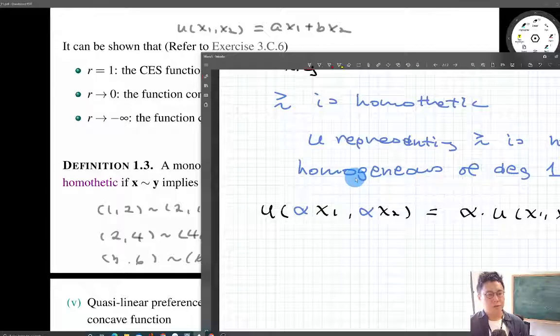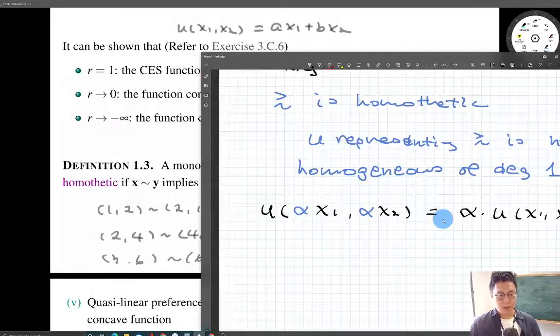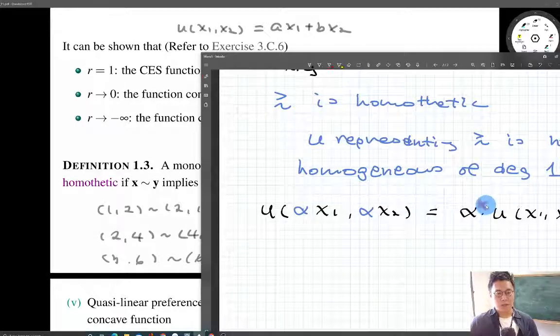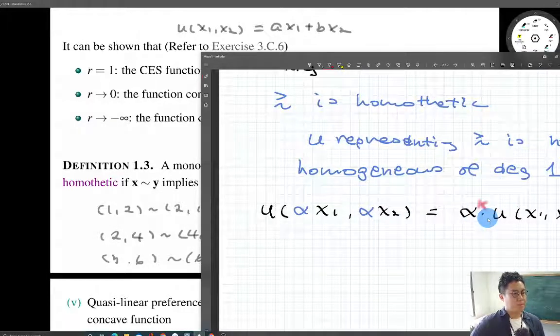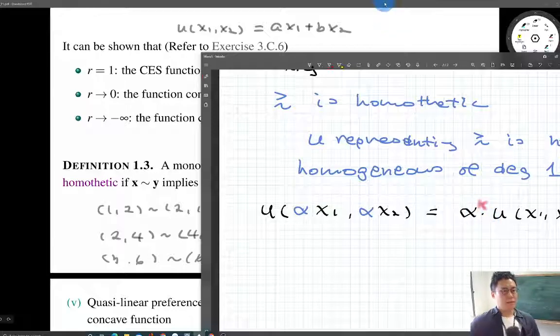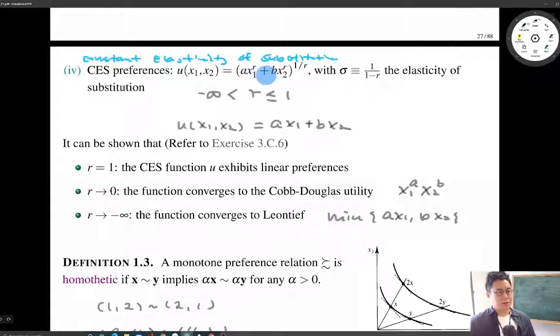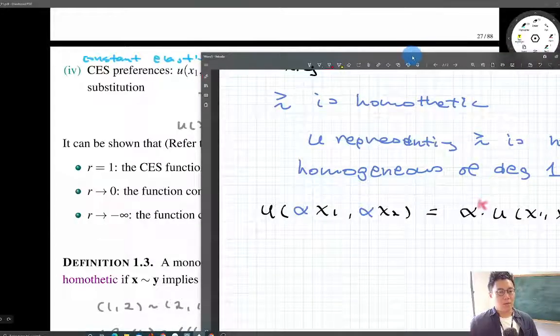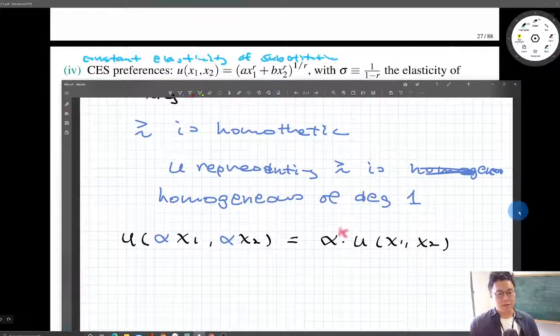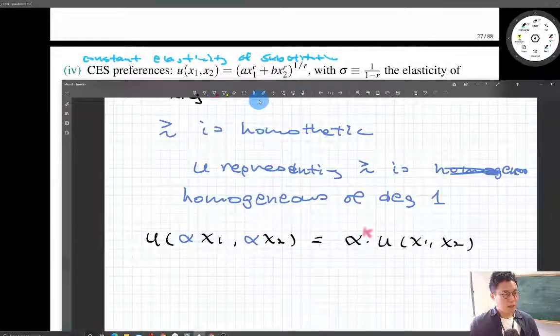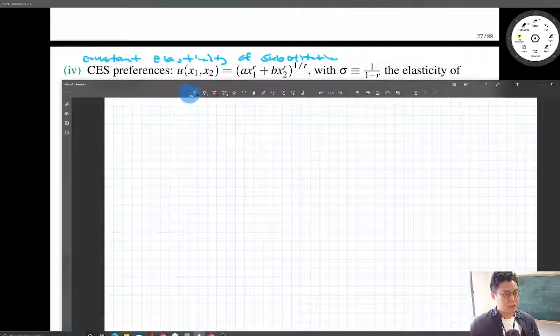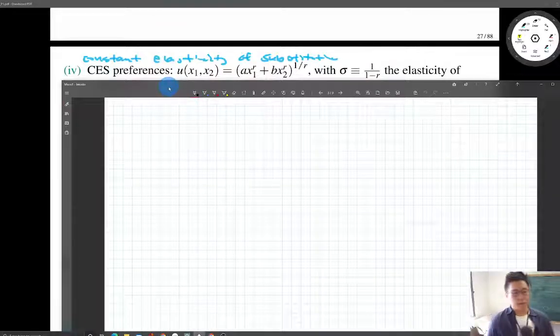In general, a function is homogeneous of degree k if the function satisfies this equation, with alpha to the power k. So degree 1 corresponds to the case k equals 1. So this CES function is homogeneous of degree 1. You can easily check by yourself, but let's do that together to get familiar with this notion.